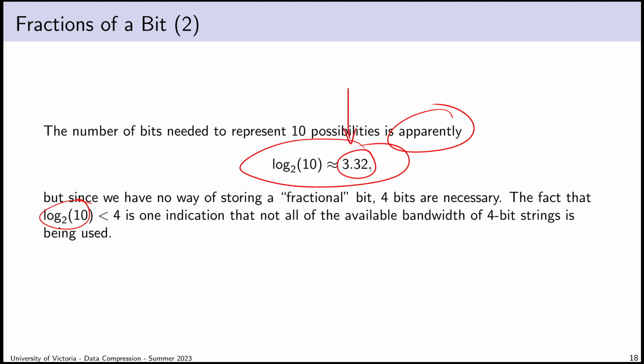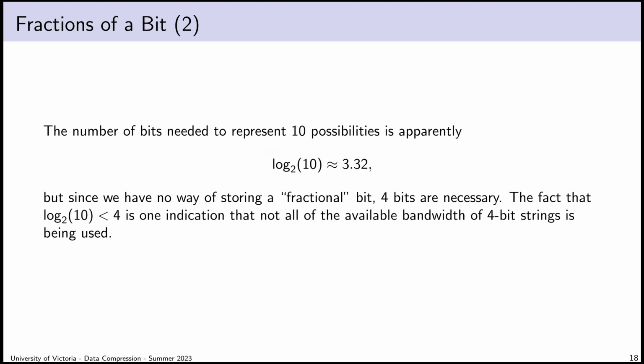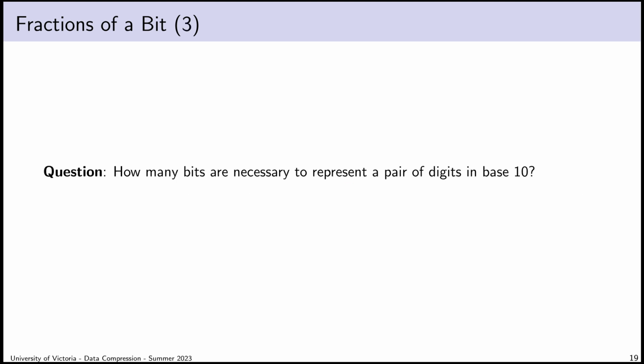However, I would argue that this 3.32 is a more faithful measurement of the minimum number of bits, at least notionally, at least in a thought experiment. The minimum number of bits you need to represent 10 possibilities is 3.32. Whether you can ever achieve that minimum in practice is a different question. So let's consider this question.